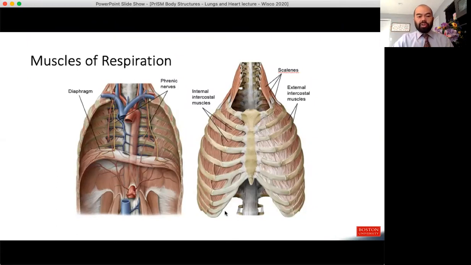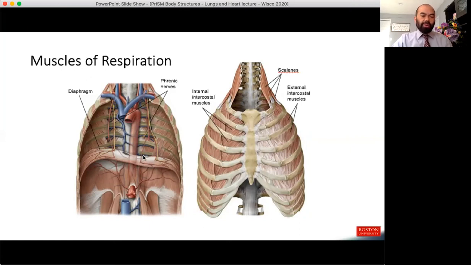So the diaphragm is the main respiratory muscle, and it is located here. It divides the thoracic cavity from the abdominal cavity. Now, also on this diagram, you can see approximately where the lungs would sit. Here's where the right lung would be located in the thoracic cavity, and here's where the left lung would be located in the thoracic cavity. And it is separated by the heart, which is located here.